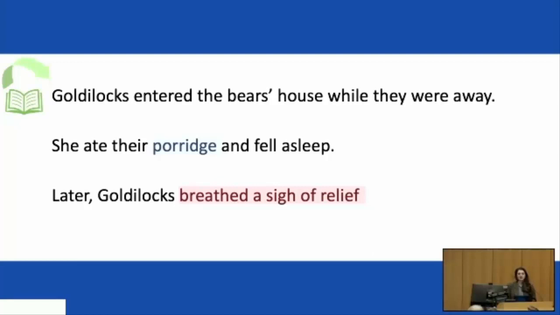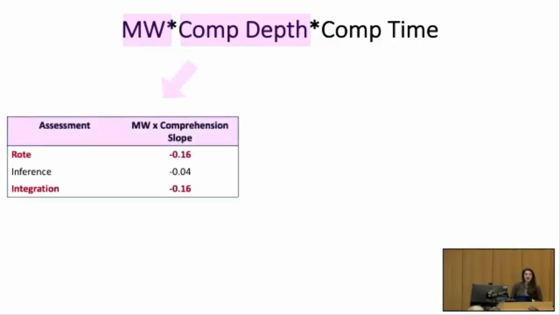So what did we find? We looked at this three-way interaction between mind wandering, comprehension depth, and comprehension time. There was a significant two-way interaction between mind wandering and that comprehension depth. Mind wandering was a significant negative predictor of rote and integration comprehension, but not that inference comprehension questions.